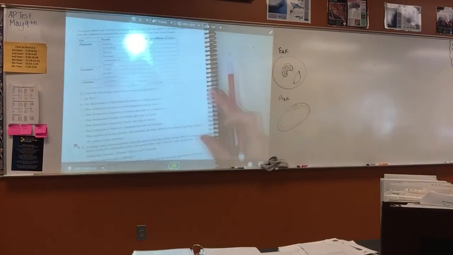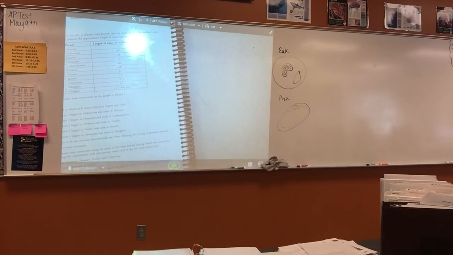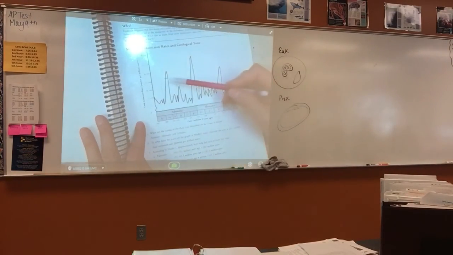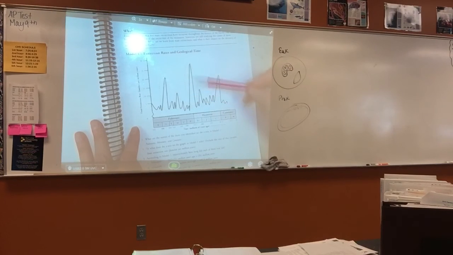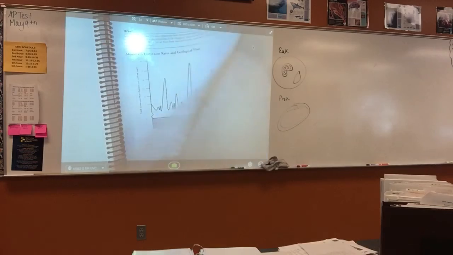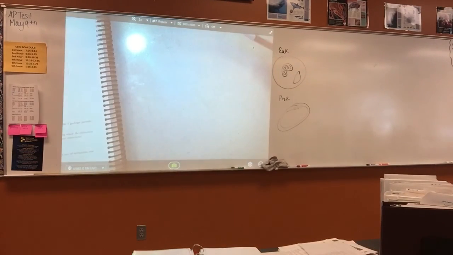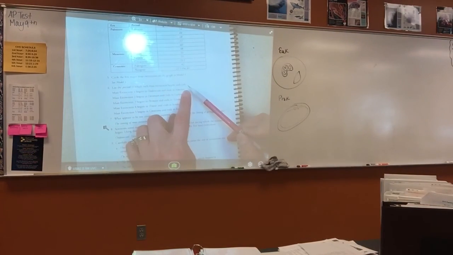Then number 5 asks you to circle the five major mass extinctions. So these are these five bigger peaks here. All right, so those are your five extinctions. And then it asks you to list the period in which they begin and end.